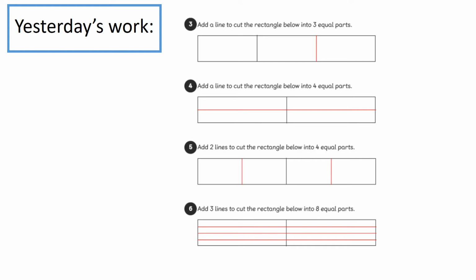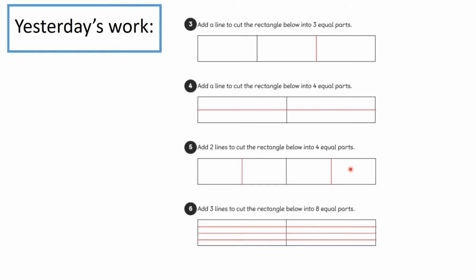The second page, you needed to draw some lines to cut the rectangles into a certain number of parts. So question 3, we should have drawn a line here so that we have 1, 2, 3 equal parts. For question 4, we should have drawn a line right through the middle, a horizontal line, so that we have 1, 2, 3, 4 equal parts. Question 5, this time we needed to add 2 lines to cut the rectangle into 4 equal parts. So we should have a line here and here, and that leaves us with 1, 2, 3, 4 equal parts.